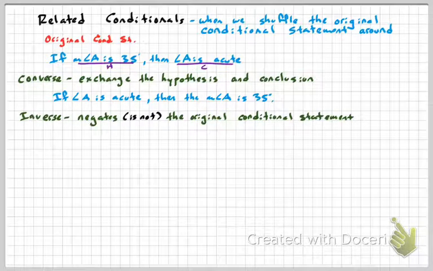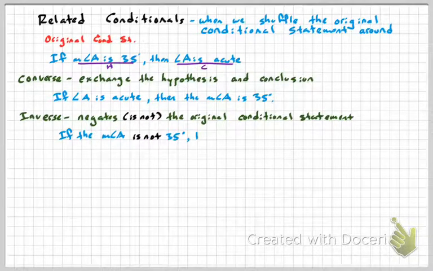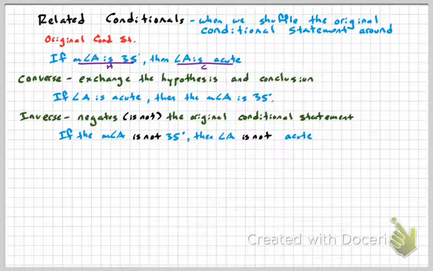So here's how this works. If I say, if the measure of angle A is 35, negating that would be, if the measure of angle A is not 35, then angle A is acute. Negating would be, then angle A is not acute. So again, I'm using the original order of the conditional statement. And by throwing in that not, that's negating it.